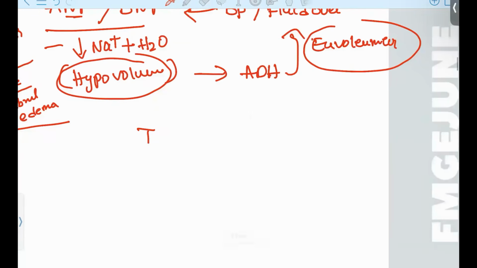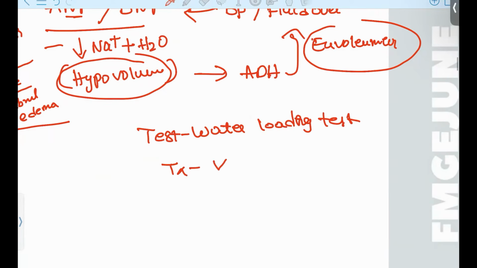The diagnostic test for this patient is the water loading test. And for the treatment, you have to give Vaptans. The Vaptans are going to block the ADH. That is the treatment of choice.